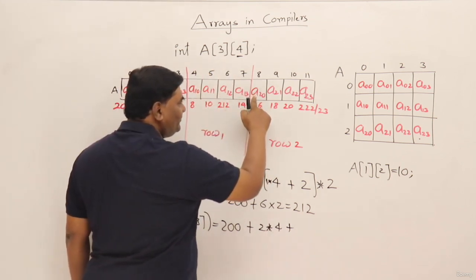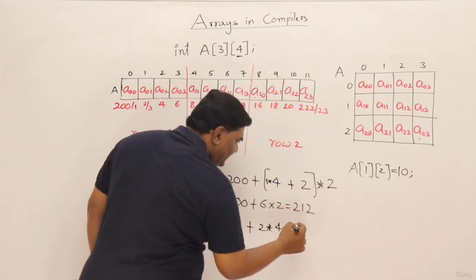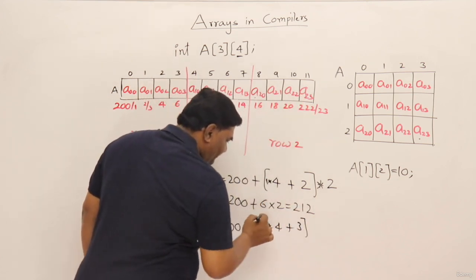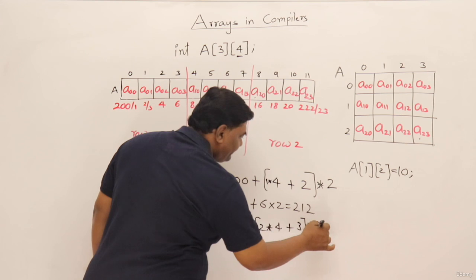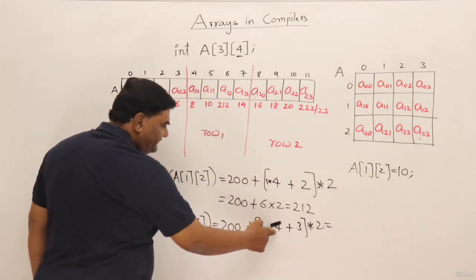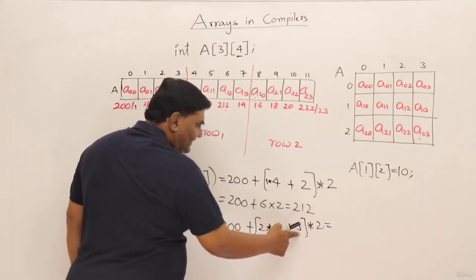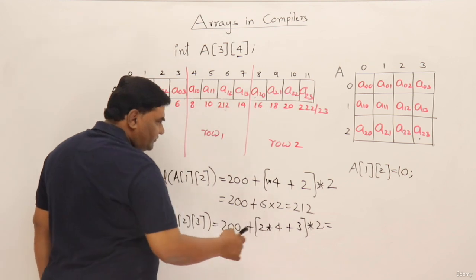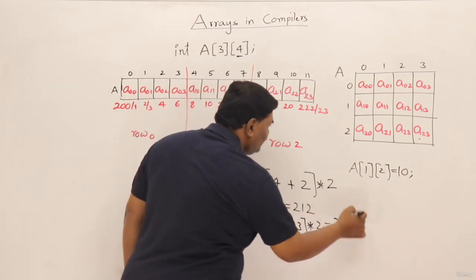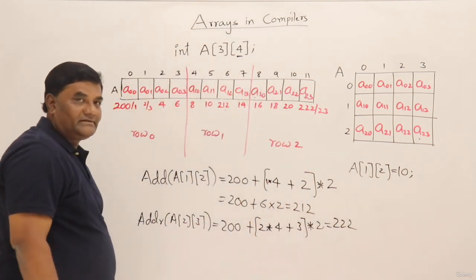Then from here I should move by 1, 2, 3 elements. So that is 3 elements. This whole thing should be multiplied by 2. So how much does it give? This is 4 twos are 8, plus 3, 11, into 2, 22. So this will be 222. So yes, I got the address.